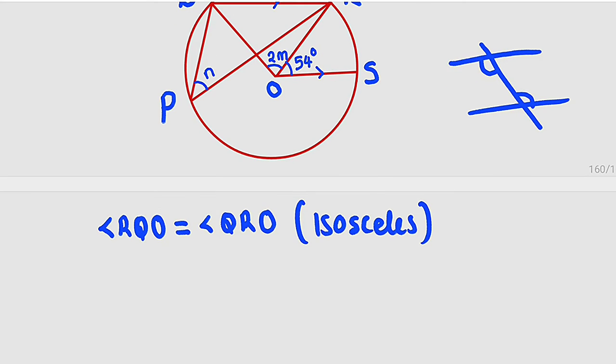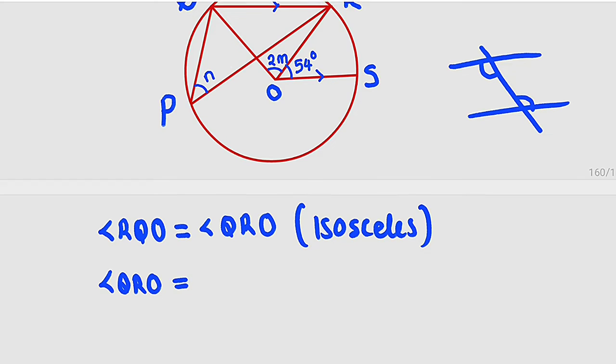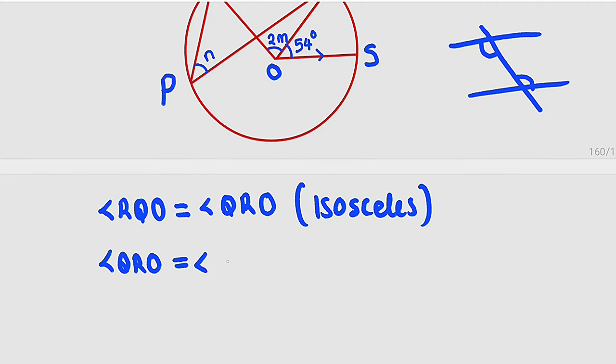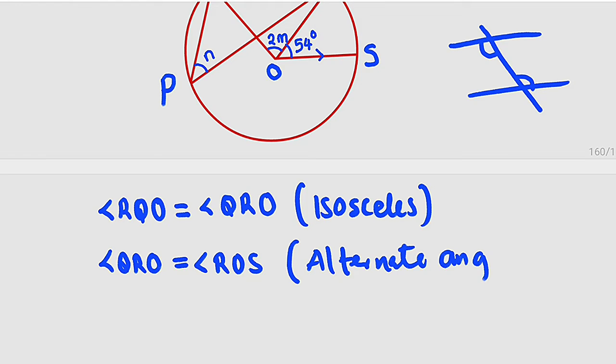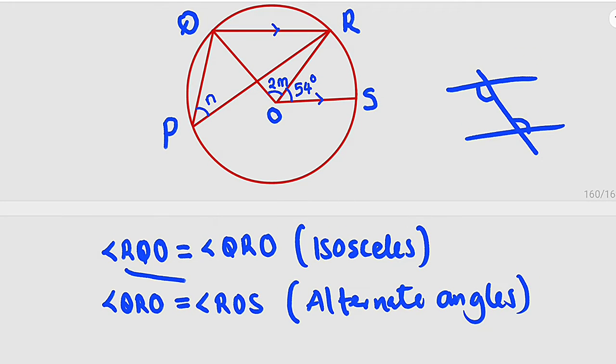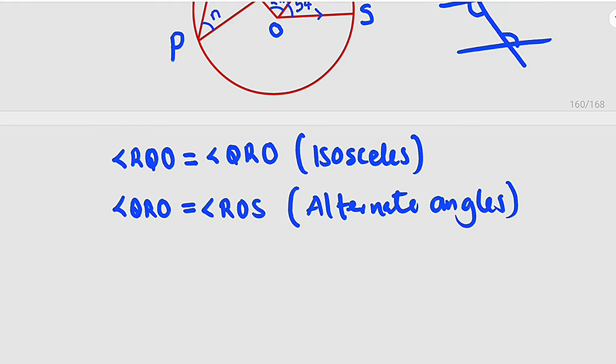So let me name them. QRO must be equal to ROS. Reason, alternate angles. Alternate angles are equal. And hence, we can conclude that both of these two angles must be equal to 54, because this is 54, this must be 54, because these two angles are the same in an isosceles triangle, right? So we have just obtained the base angles of that isosceles triangle.